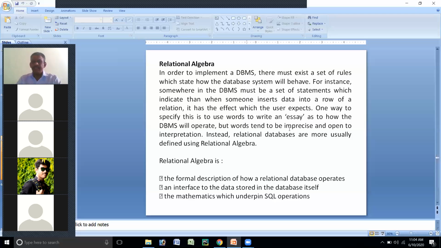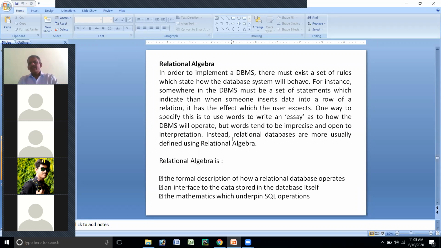For example, we are considering in the DBMS, if someone has inserted data into the row of a relation, it has the effect which the user expects. One way to specify this is to use words to write an essay as to how the DBMS will operate. But words tend to be imprecise and open to interpretation. Instead, relational databases are more usually defined using relational algebra.